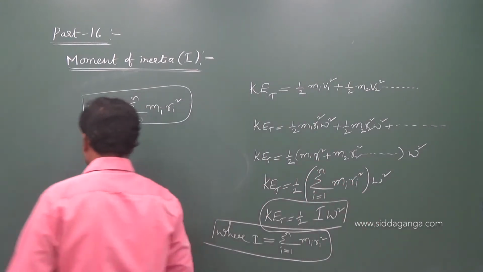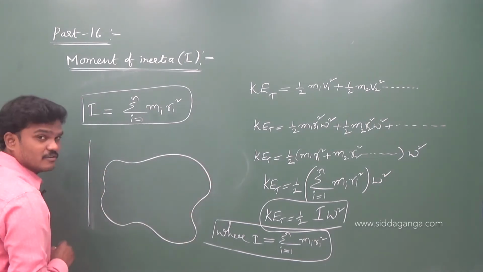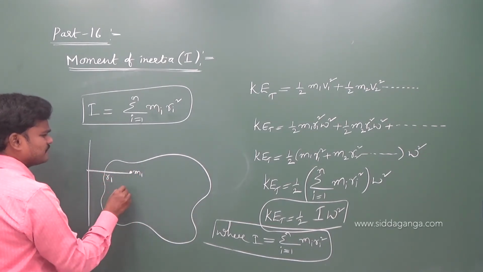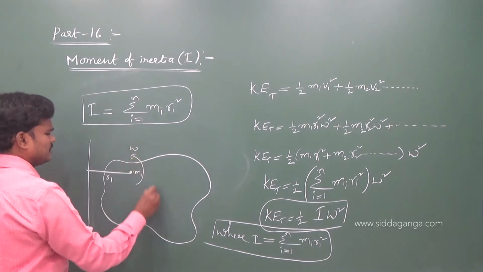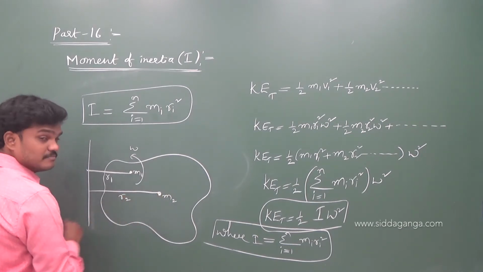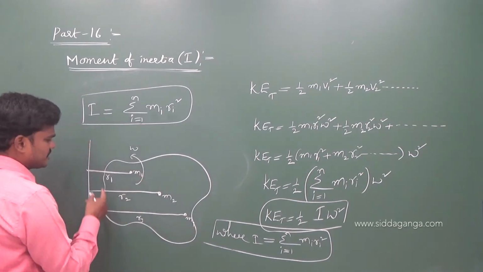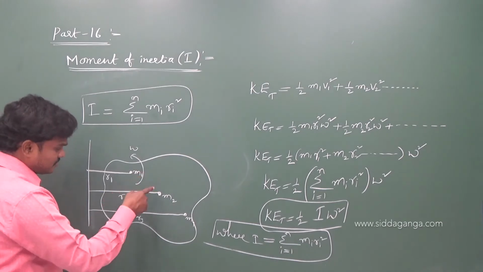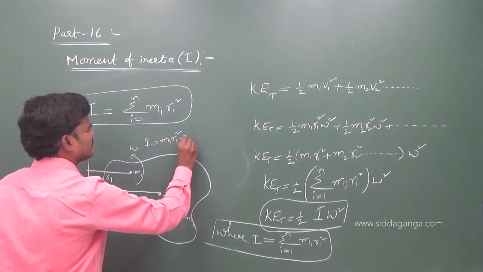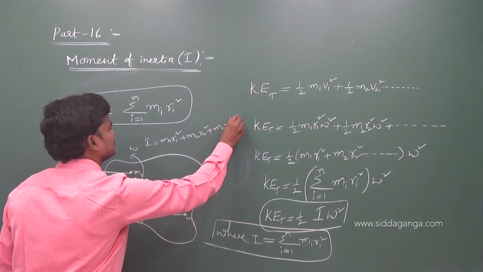Suppose they are given like this: this is the axis of rotation, this is the rigid body. No need to draw, the diagram is already drawn. So this is the m1 particle, and this is the perpendicular distance r1, rotating like this with omega. This is the m2 particle, with perpendicular distance r2, and the m3 particle at r3. Then the moment of inertia of this rigid body about this axis we can write as I is equal to m1 r1 square plus m2 r2 square plus m3 r3 square.